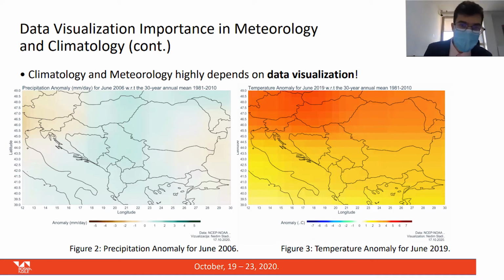And for example, as we can see in June 2006, we have mostly above average precipitation rate across the Northern Balkans, especially in parts of Serbia, Romania, Bulgaria, Macedonia, parts of Bosnia and Herzegovina, but below average precipitation is registered across Slovenia, Austria, North Croatia, and so on and so forth.